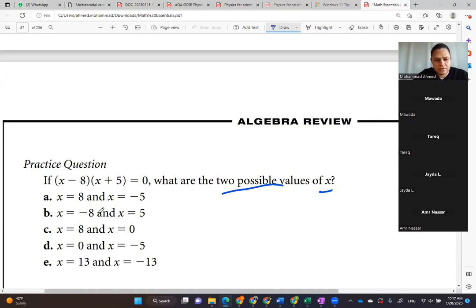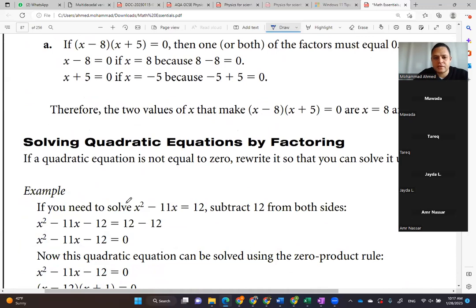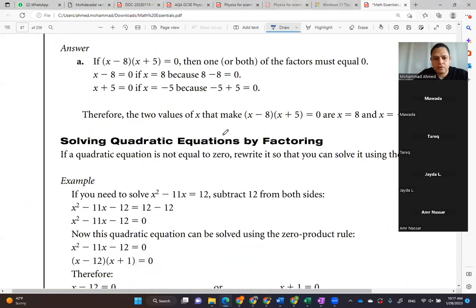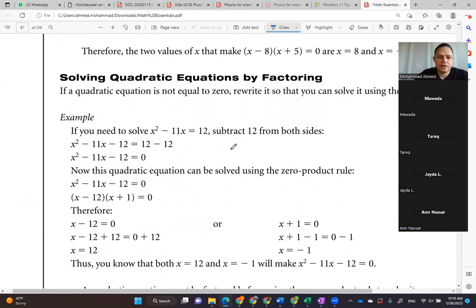Okay, so the answer is A, which is x equals 8 and x equals -5. This is the easy part. Okay, so we have another type of solving the quadratic equation by using factoring. If we don't have two terms equal to 0 like this one, and we have an equation like x squared minus 11x equals 12, how can we solve this equation? We're going to solve this quadratic equation by factoring.